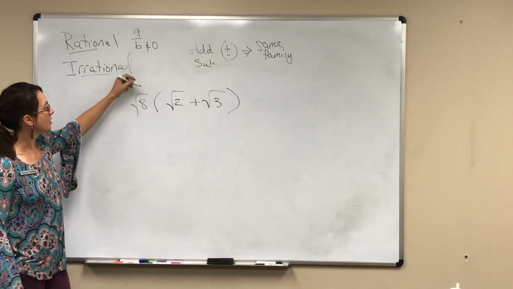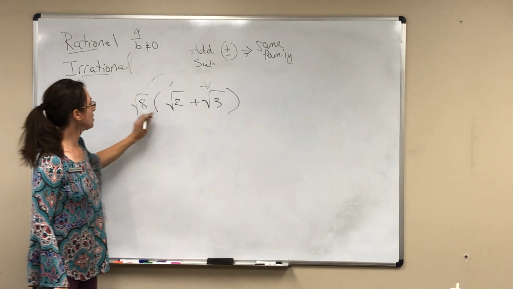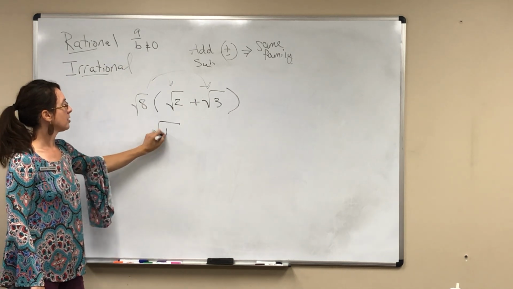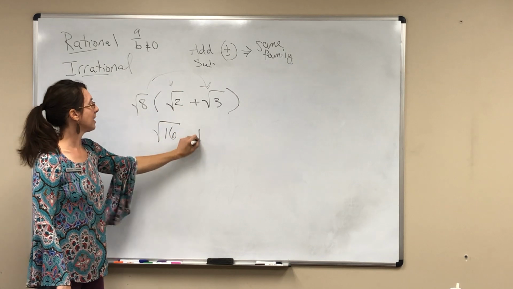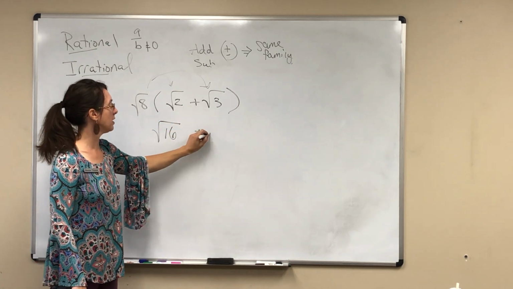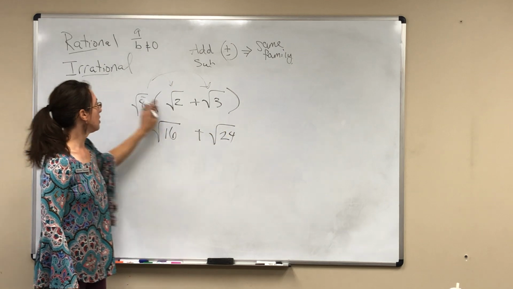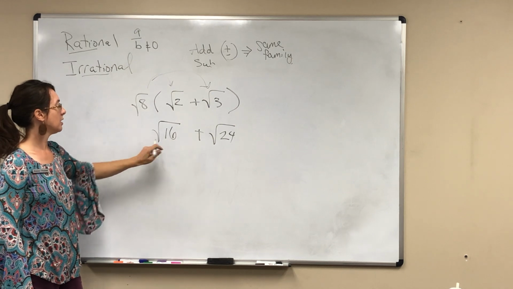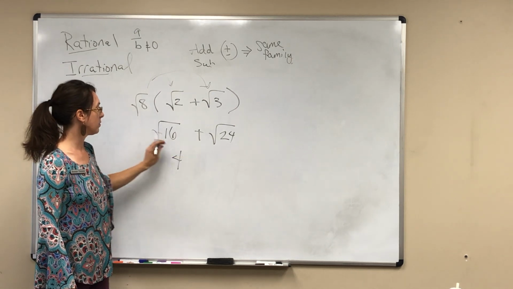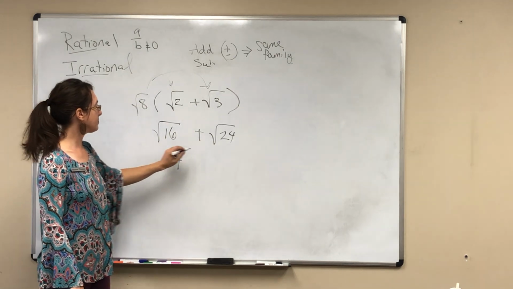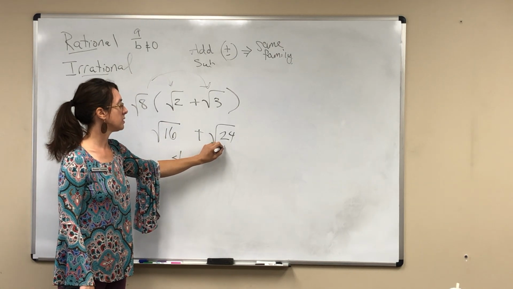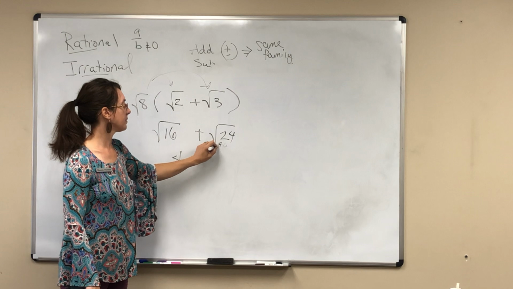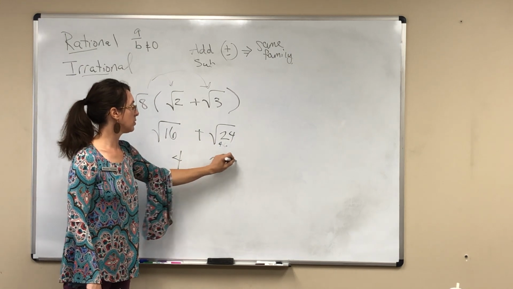But what can we do? Distribute. We can distribute. So the square root of 8 times the square root of 2 gives me what? 16. Square root of 16, which can go to 4. And I'm going to add square root of 8 times the square root of 3. 24. Remember, our indices are the same, so we can multiply these. So we're just multiplying the numbers underneath. The first one is 4, right? Square root of 16 is 4. 24 is 4 and 6. Yep, 4 times 6. So I've got 2 square root of 6.